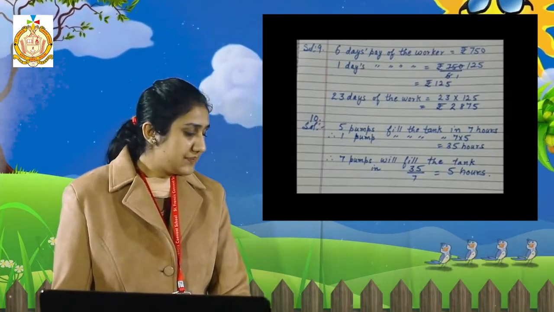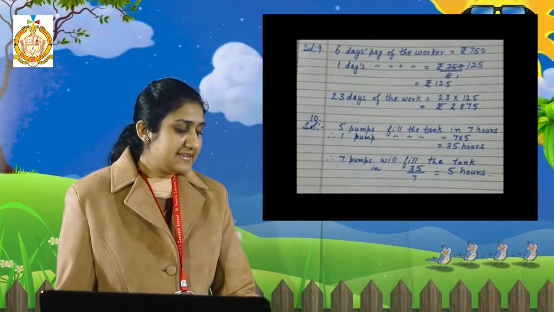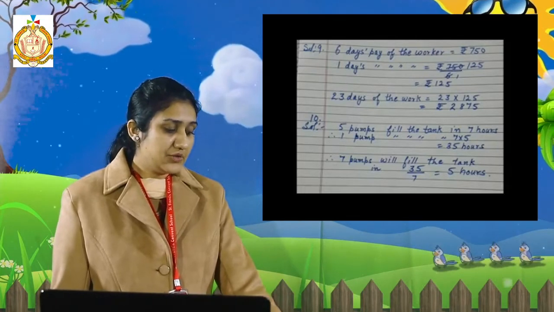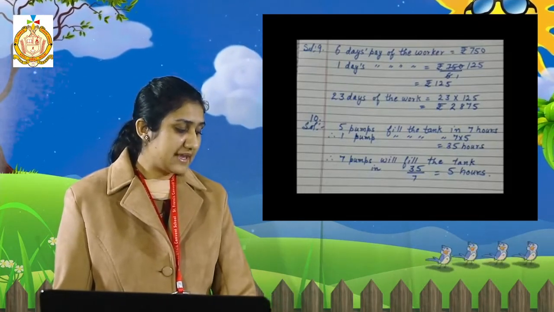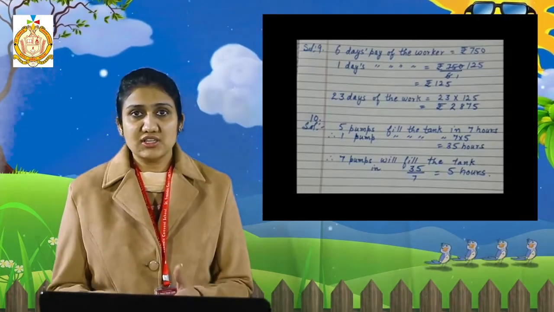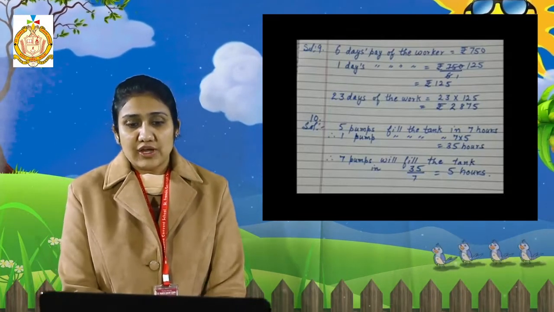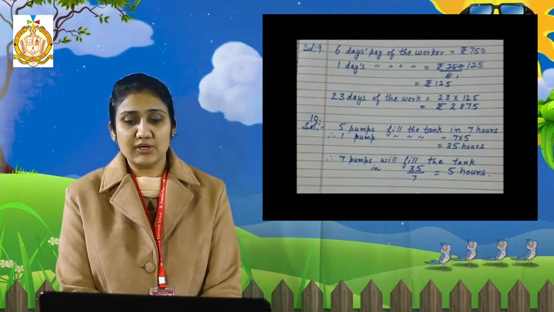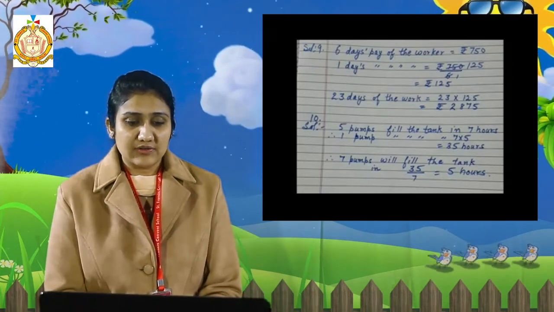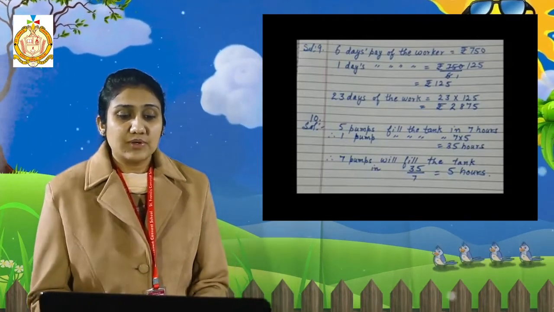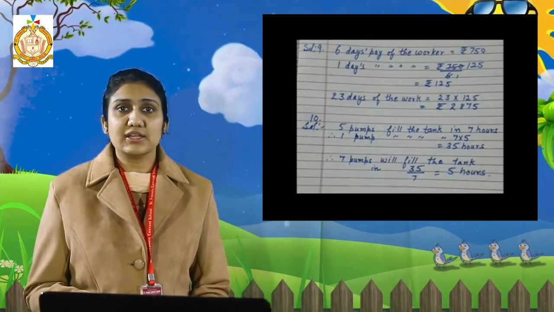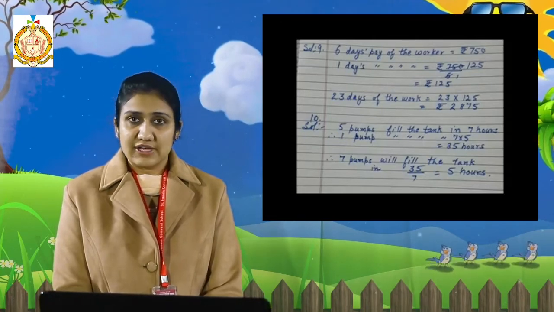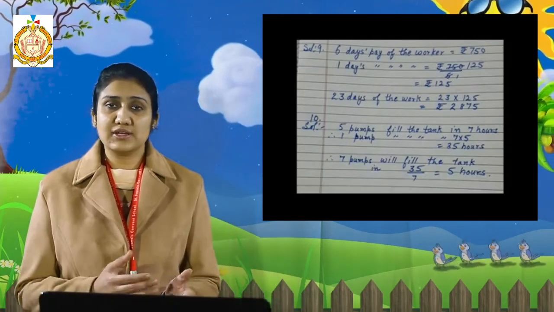And the last sum is, a water tank can be filled in 7 hours by 5 equal sized pumps working together, and how much time will 7 pumps take? So this is in inverse proportion. So 5 pumps fill in 7 hours, so 1 pump will take more time, that is 7 multiply 5, that is 35 hours. Now 7 pumps, if they work together, they will take less time, so it will be 35 divided by 7, that is 5 hours. So in this way you have to do the sums.